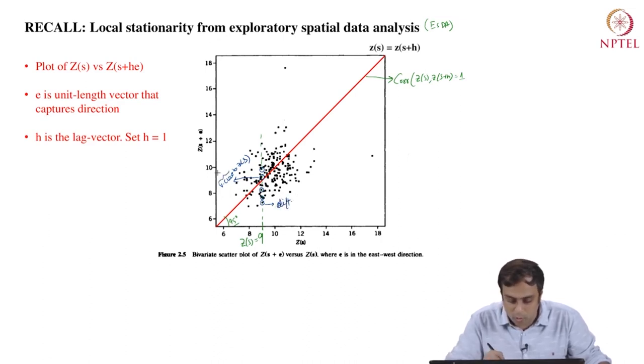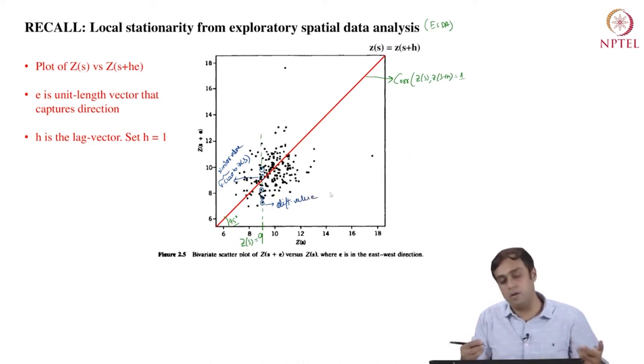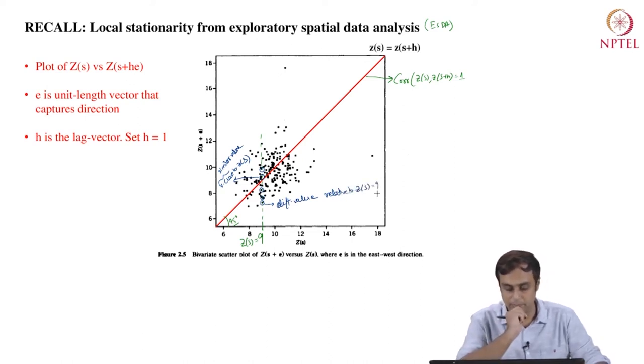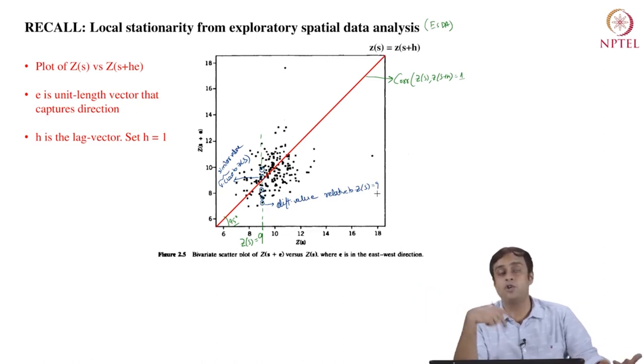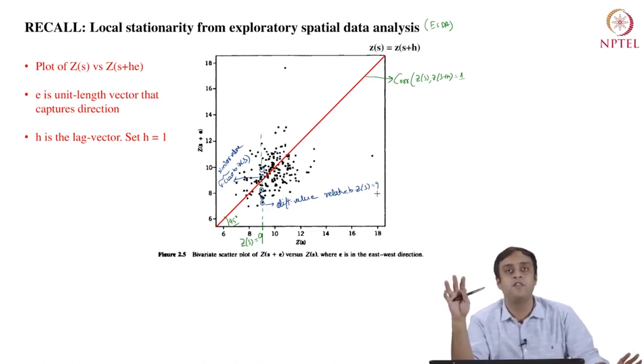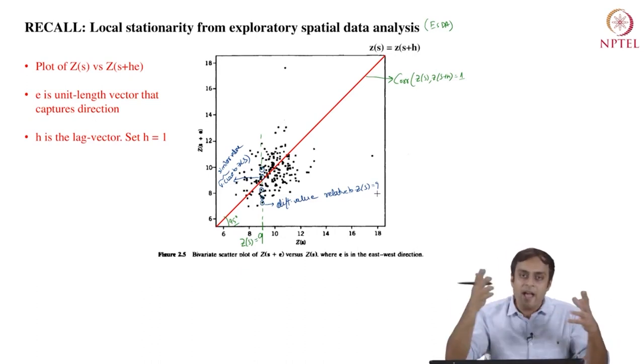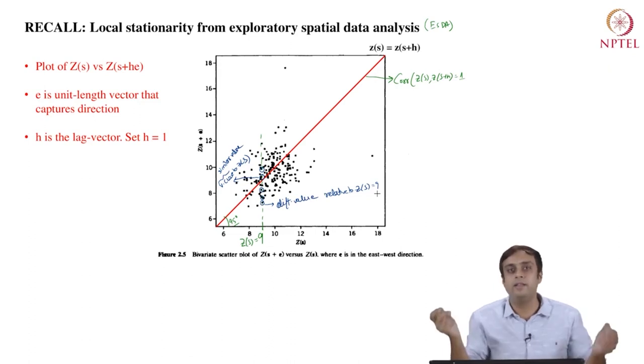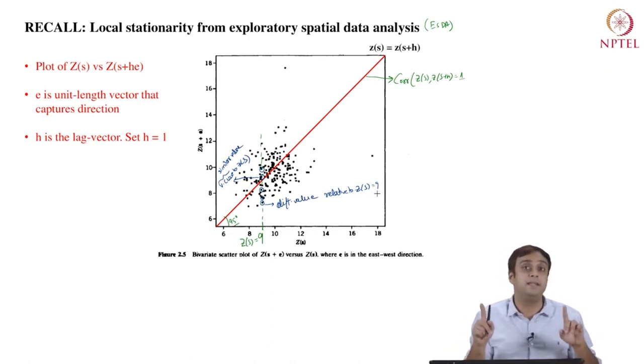Very close meaning not location, but similar values, right? And some of them are quite distinct, or different relative to Z(s) equals 9. It could be in the positive direction or in the negative direction. Irrespective of that, the idea is there is high dissimilarity, right? So on average, however, the data seem quite similar in their locality, but not exactly the same.